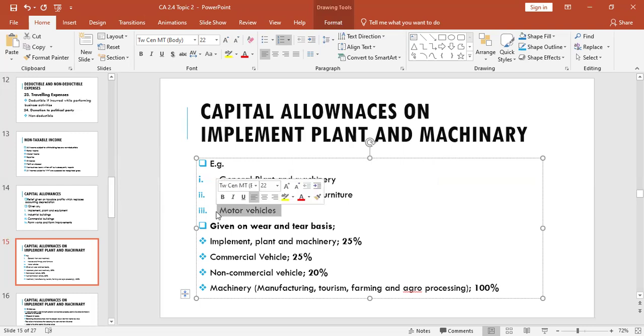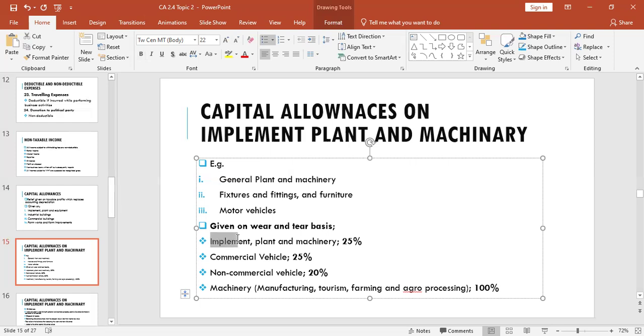Then also motor vehicles. So now, let's look at the capital allowances. Capital allowances are given on a wear and tear basis. So when we're giving the capital allowances, they are given on a reducing balance basis. So they are wear and tear.